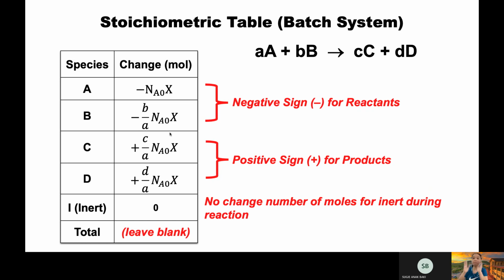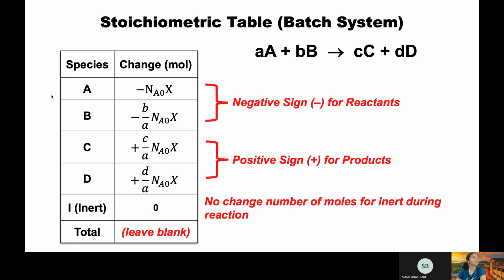So be very careful about the B and A. Let's say katakan the reaction is 1A reacting with 2B. So the B per A akan jadi 2 over 1. So negative 2 over 1 multiply with NA0 multiply with X. So katakanlah the NA0 is 10, the X is 0.5. Katakan 1, 1. So negative 1 over 1 multiply with 10 multiply with X 0.5. So you will get how much B yang hilang semasa tindak balas berlaku.